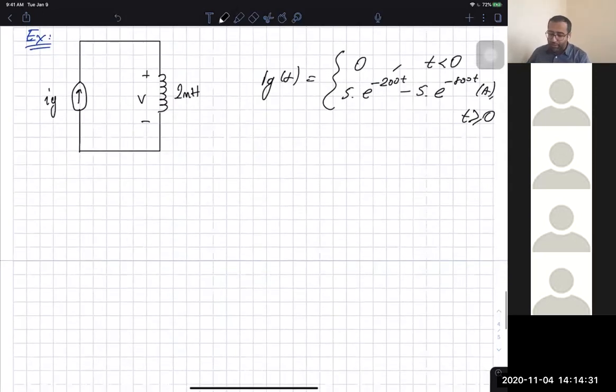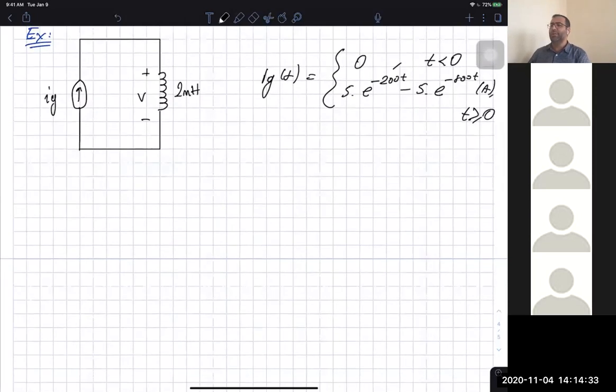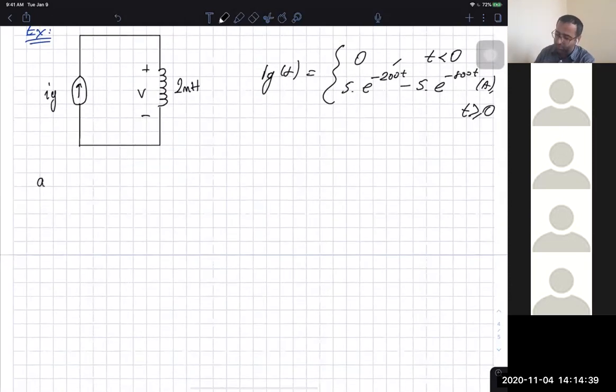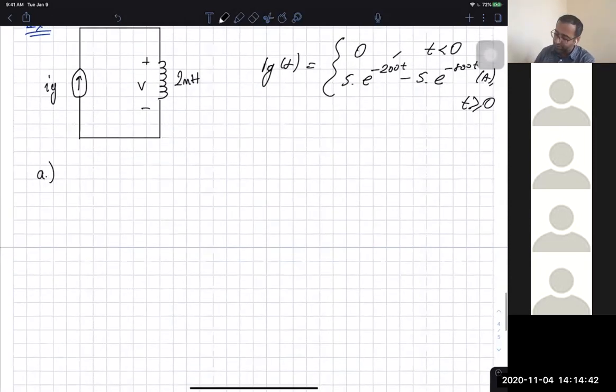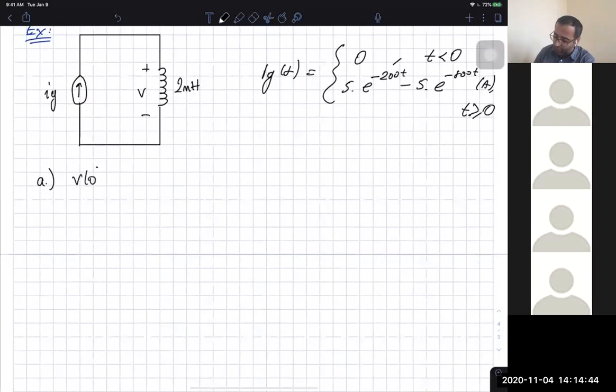Now this question has a lot of subparts, but let's do them one by one. I can't really follow, I won't be able to write them all and solve. So it says, what is the initial voltage at t is equal to 0? What is the initial voltage across the terminals of that inductor?